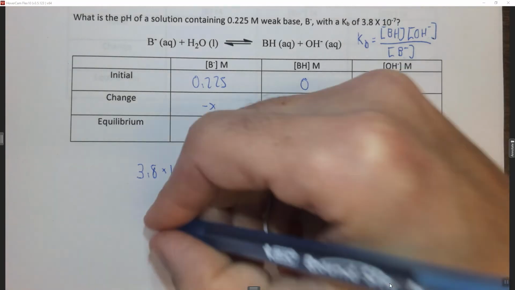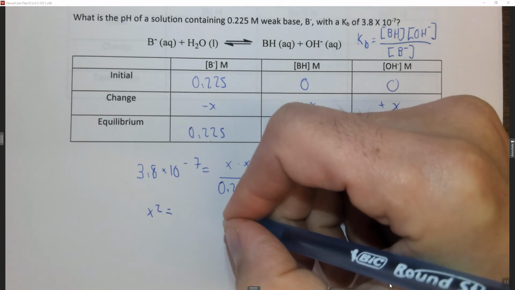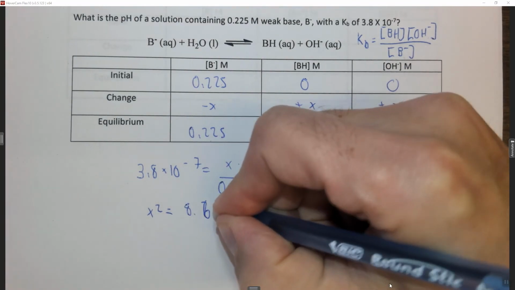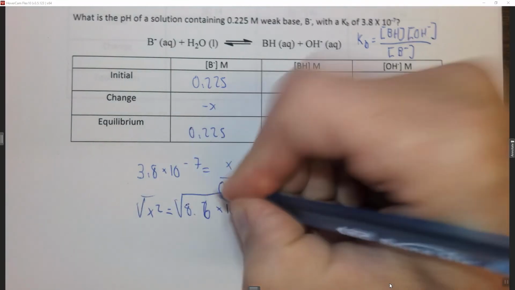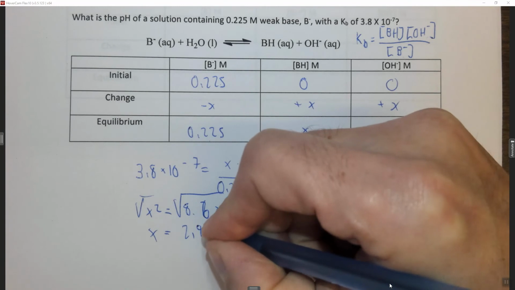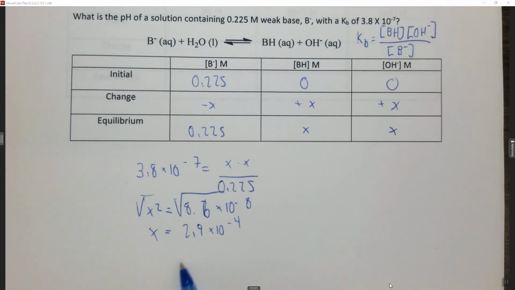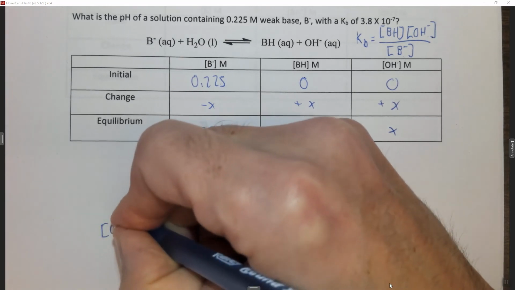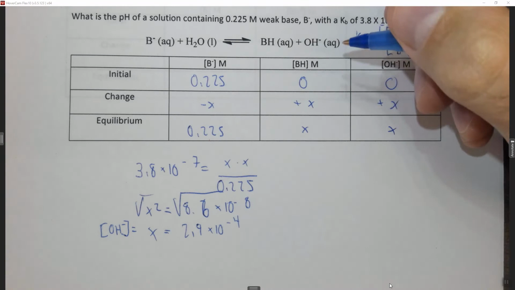Cross multiply, and we find that x squared is equal to 8.6 times 10 to the minus 8. Take the square root and only take the positive answer. And we find that x is equal to 2.9 times 10 to the minus 4. But what is x in this case? What x is really, is the concentration of OH minus. So this is the concentration of OH minus.